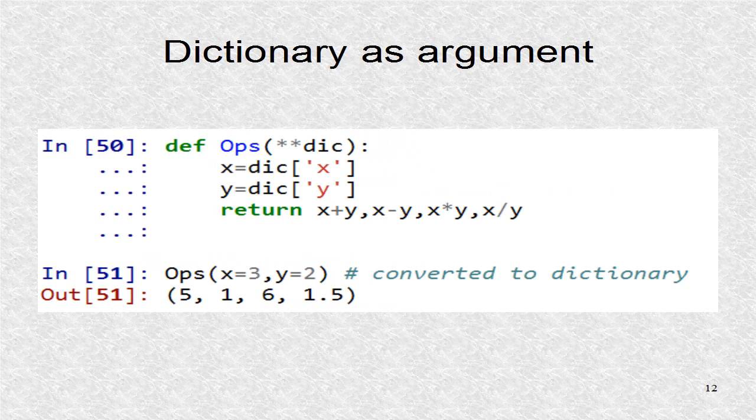12. If a function call names all of the arguments, we can convert it to a dictionary, and then send it to the function, that is, if the function definition has 2 star symbols. Note that all names have been converted to strings in the dictionary.